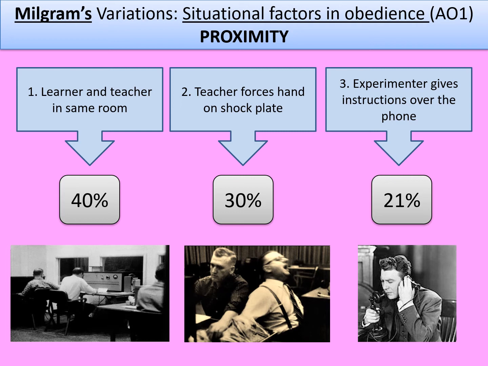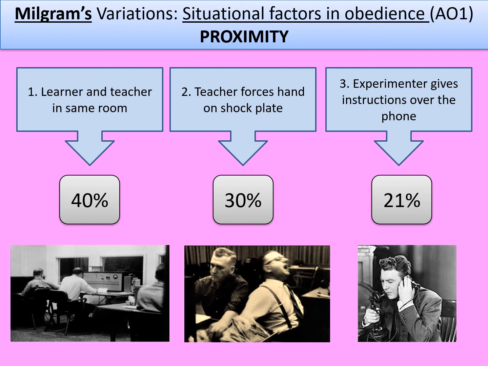So proximity 1, if you look on the left-hand bit, it says learner and teacher in the same room. And so when they brought the learner into the same room as the teacher, then we saw obedience drop from 65% to 40%. And that was because they could see the pain that they were inflicting on the learner, even though it was fake and they were acting. Proximity 2, the teacher was asked to force the hand of the learner onto the shock plate when they refused. In that instance, so you were reducing the proximity even more, obedience dropped to 30%.